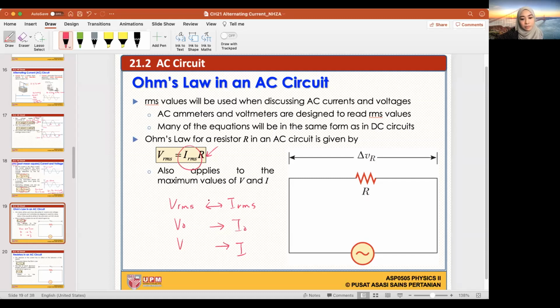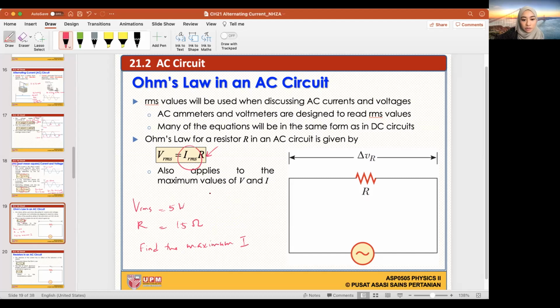So if you use VRMS or IRMS, you will get something in RMS value as well. Let's say I ask you, let's make up a question. The VRMS is 5 volts. The resistor has a value of 15 ohms. Find the maximum I. So it's asking for the maximum I, it's not asking about IRMS. So how do you use Ohm's law to find the maximum I?